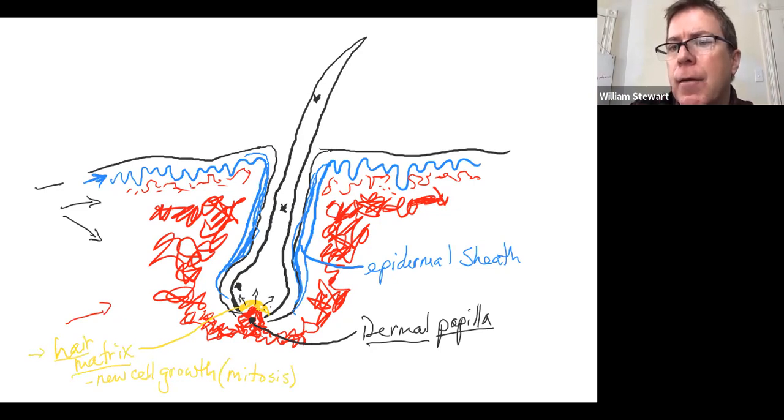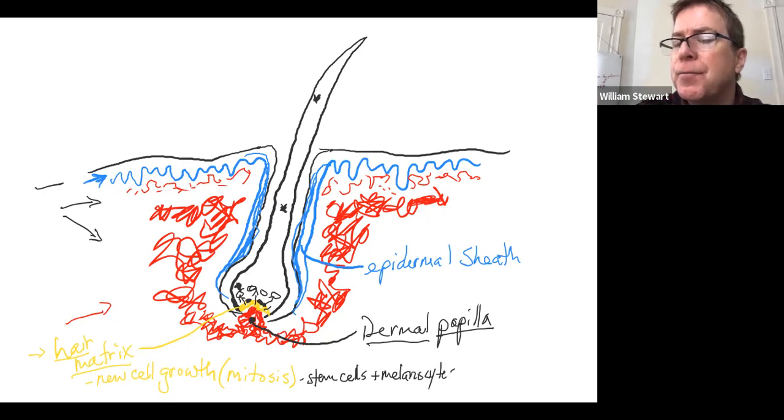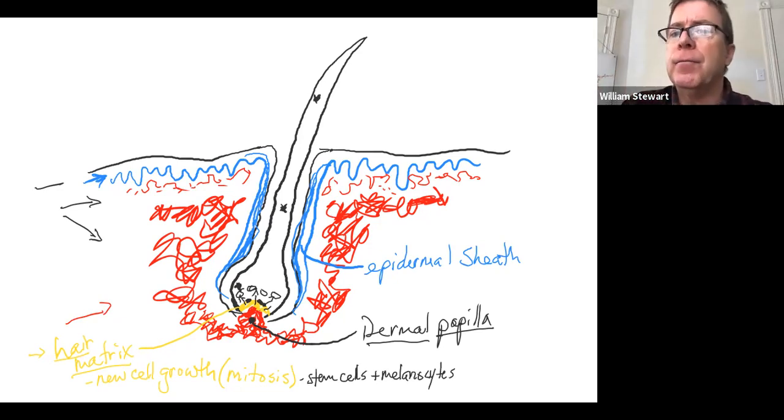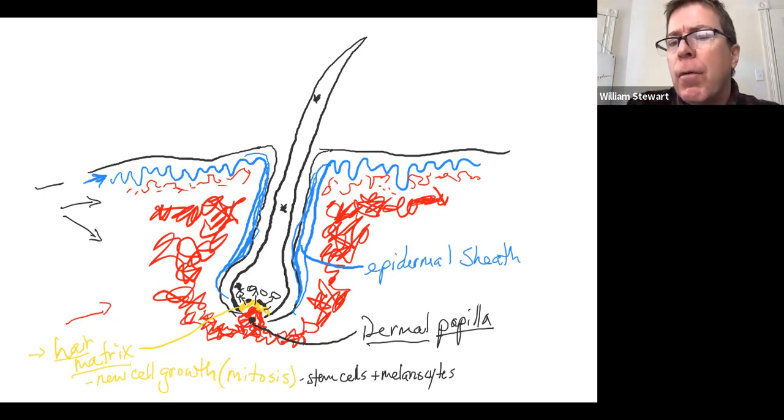So these cells are living, these new hair cells, also interspersed, just like in the skin, there are melanocytes in the hair matrix as well. So the hair matrix contains stem cells and melanocytes. The melanocytes help give our hair its color by how much pigment is secreted or not secreted. So blonde hairs would have less melanin in them than dark hairs. So all of the living business is going down near the hair matrix.